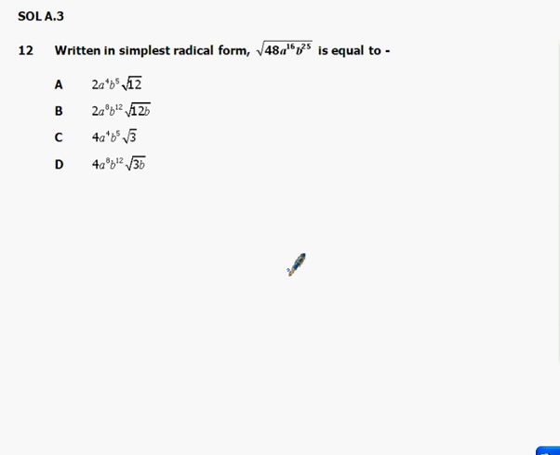Hi guys. Okay, problem 12. We're going to take this square root of 48 a to the 16th power b to the 25th power, and we're going to simplify it.